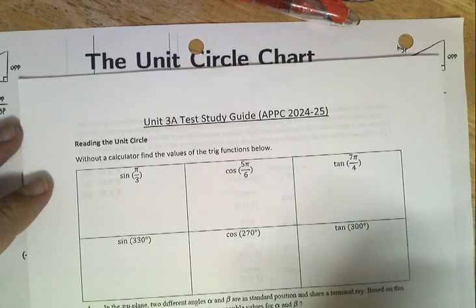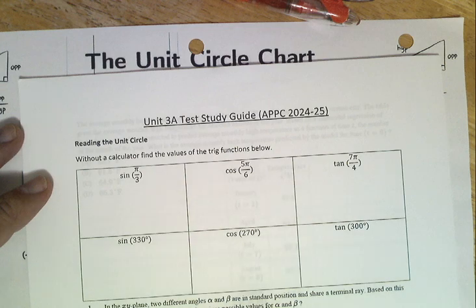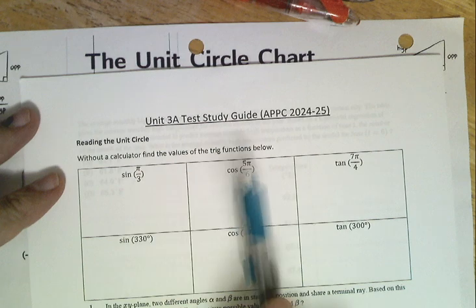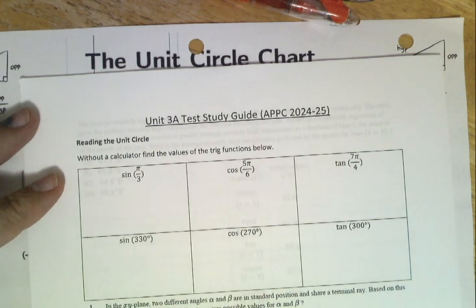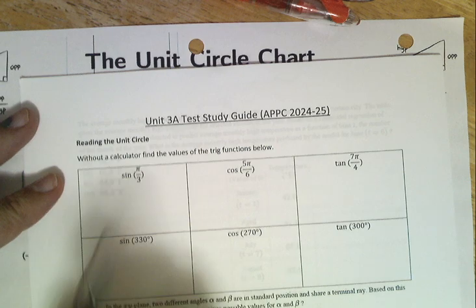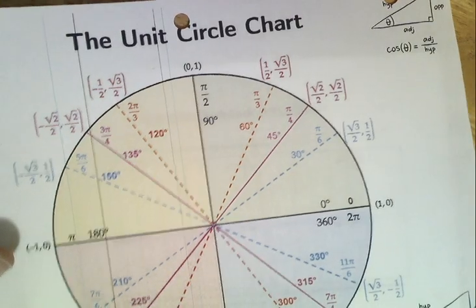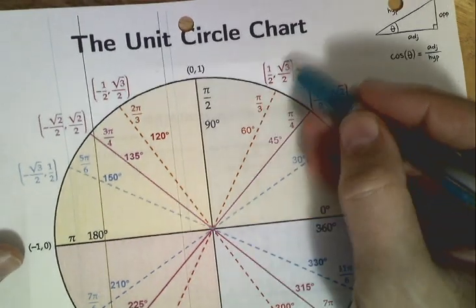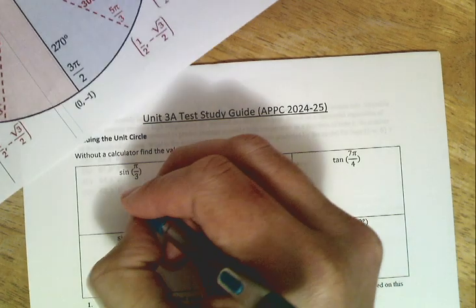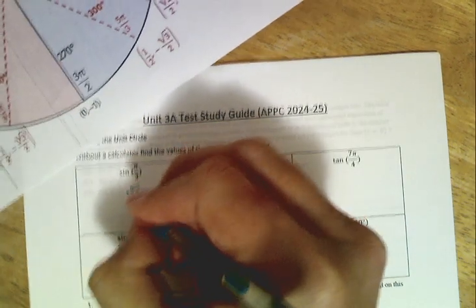So let's start without a calculator. Find the values of these trig functions below. Usually if this happens, this is always going to be some special angle on the unit circle. So here I have sine of pi over 3. We go to our fancy unit circle, find pi over 3. Sine is the y value, so this should be root 3 over 2.